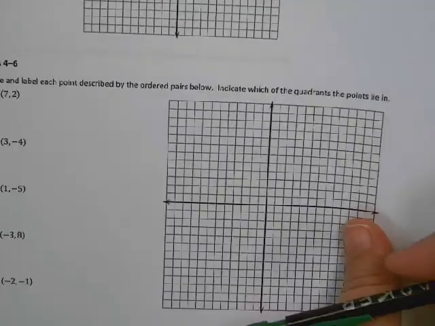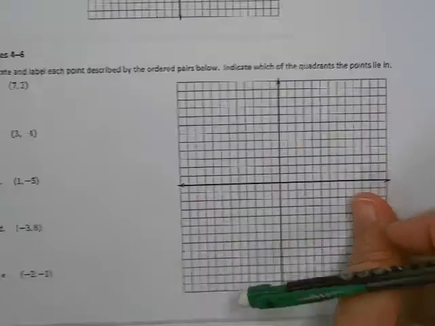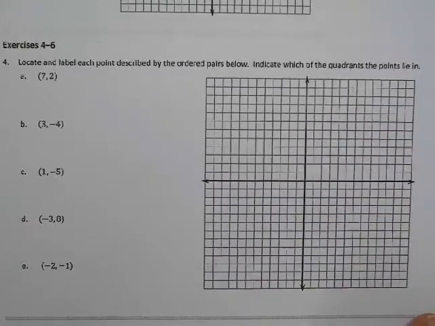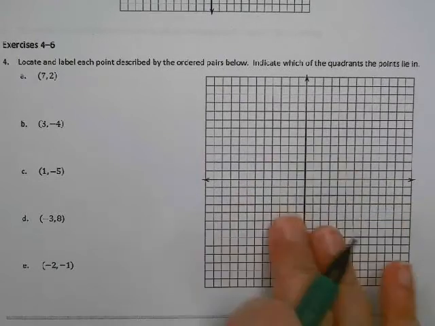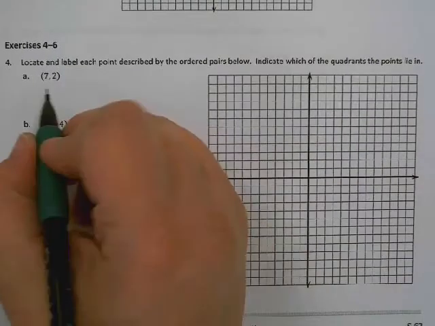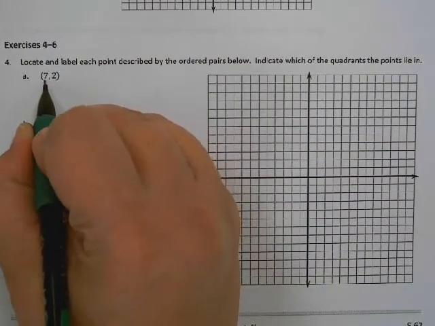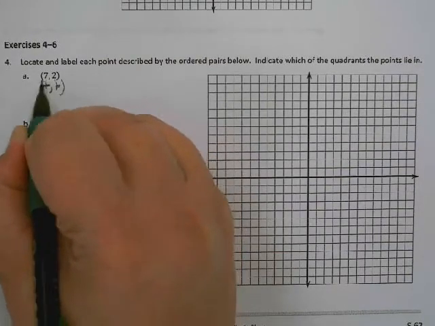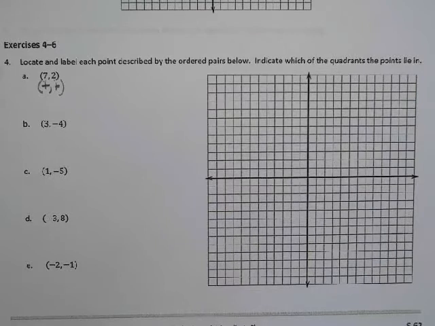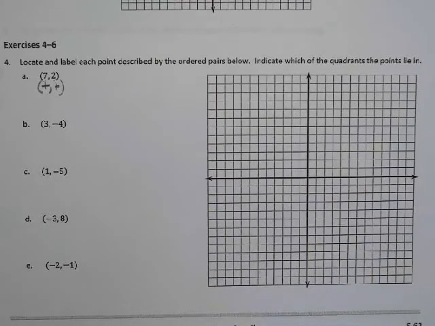Let's go on to exercises 4 through 6. In exercise 4 through 6, they want you to locate and label each point described in the ordered pairs below. Indicate which of the quadrants these points would be in. I'm going to say that you don't have to put the points on here. What I want you to do is label them as both numbers are positive. So what quadrant has both numbers being positive?